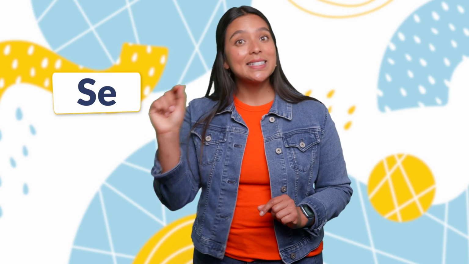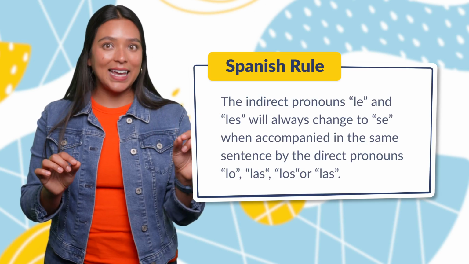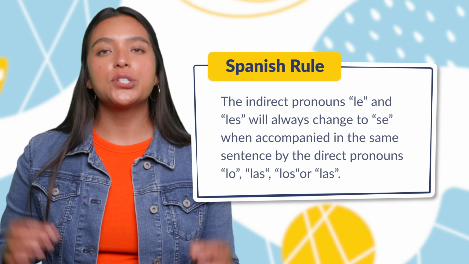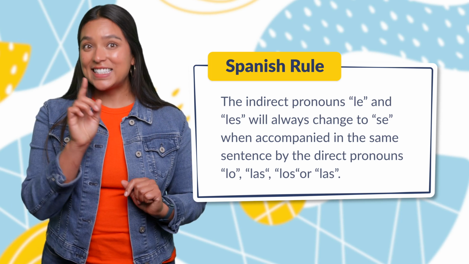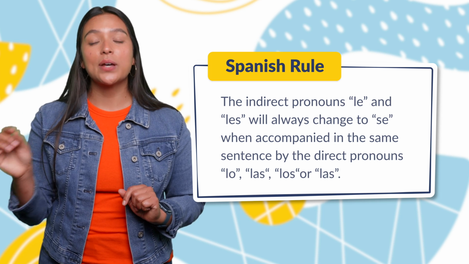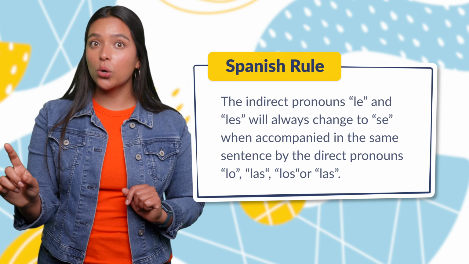There's a second rule you should also remember when direct and indirect pronouns are used in the same sentence. When both the indirect and direct pronouns begin with the letter L, you change the indirect pronoun, which is the one that comes first, to se. So, in other words, the indirect pronouns le and les will always change to se when accompanied in the same sentence by the direct pronouns lo, la, los, or las. The reason for this is purely phonetic. It just sounds smoother.